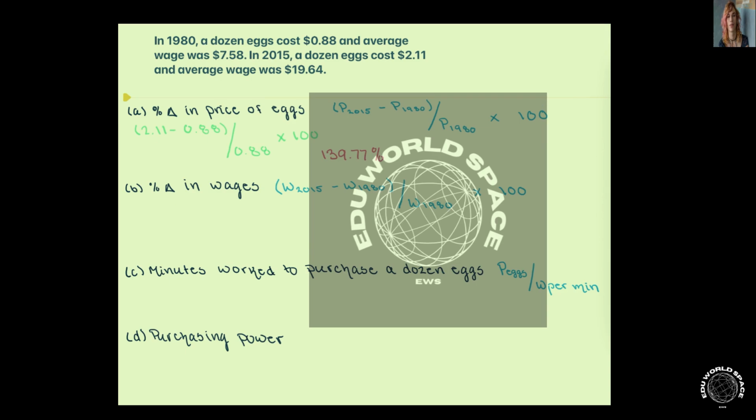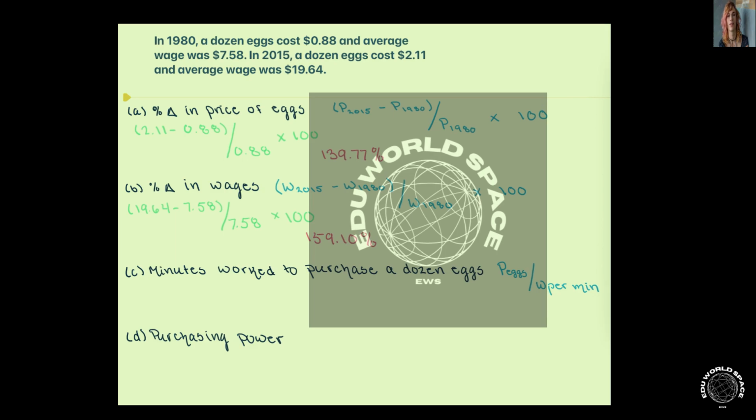Part B here, we're going to do the same thing but for wages. So the formula remains the same, we're just plugging in the wages. So in 2015, we had the wage of $19.64, whereas in 1980, the average wage was $7.58. Dividing that by the 1980 wage and multiplying it by 100, we're going to get that percentage change in wages, which was an increase of 159.10%.